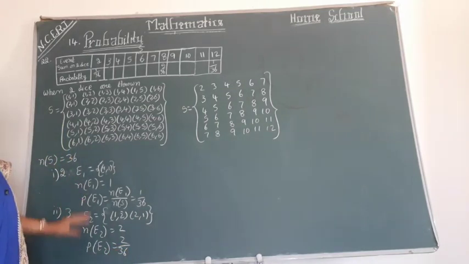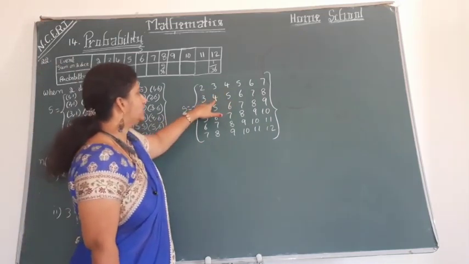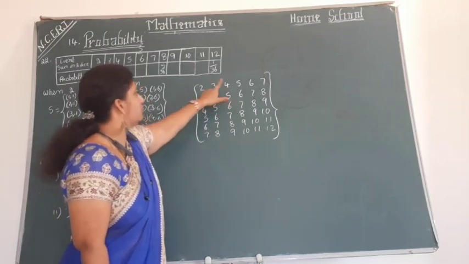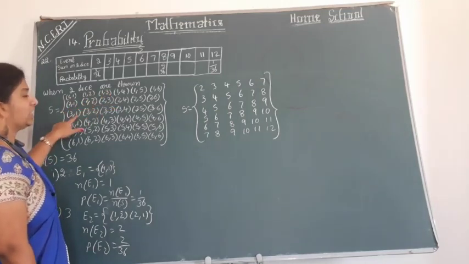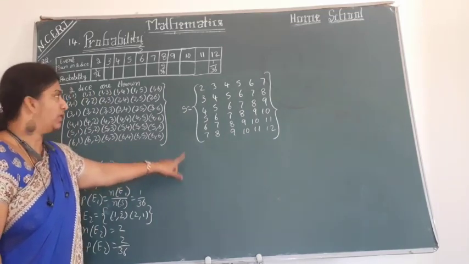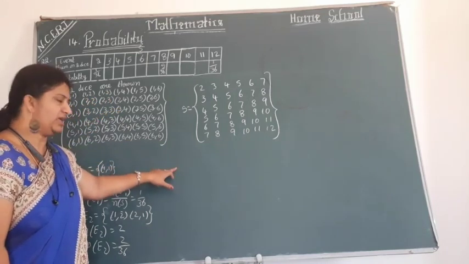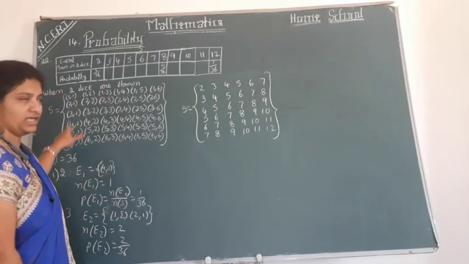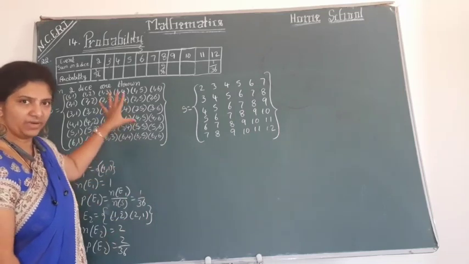Similarly, we are going to solve all the problems. The first and second problems are very easy. The third problem is also easy. Fourth, look over here: 1, 2, 3. Where is this 4 in this set? Have a look: 1, comma 3, 2, comma 2, 3, comma 1. Take one more event, E3, equal to 1, comma 3, 2, comma 2, 3, comma 1. Count the events: n of E3 is equal to 3. P of E3 is equal to 3 by 36. In this pattern, you can complete this problem.